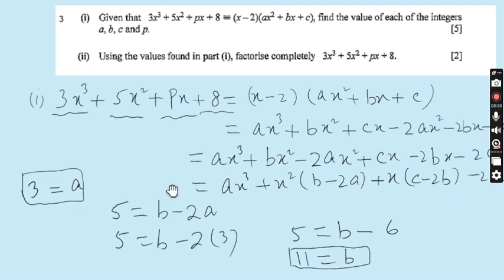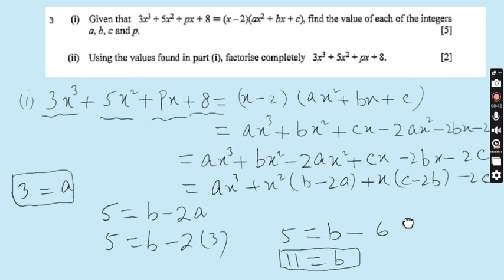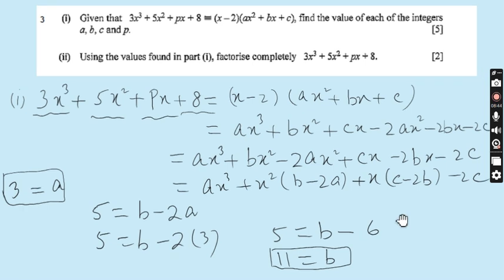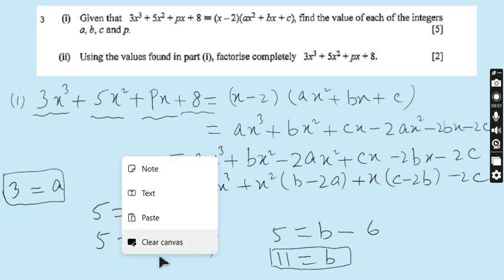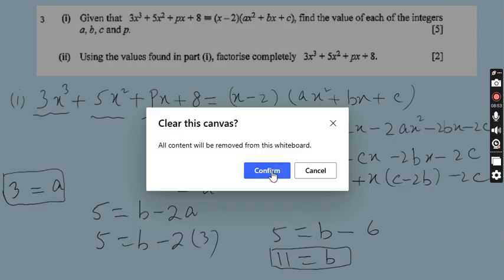So if you do this and show all steps in your exam, you will get full marks, that is 5 plus 2, 7 on 7. Move to question number 4.